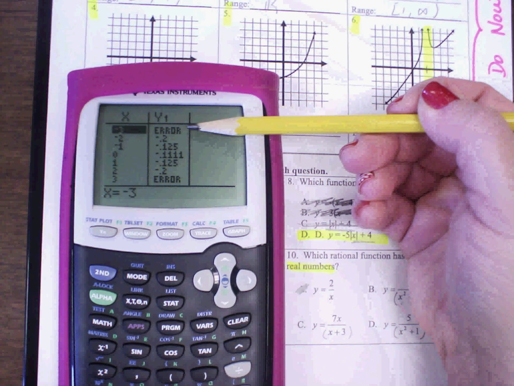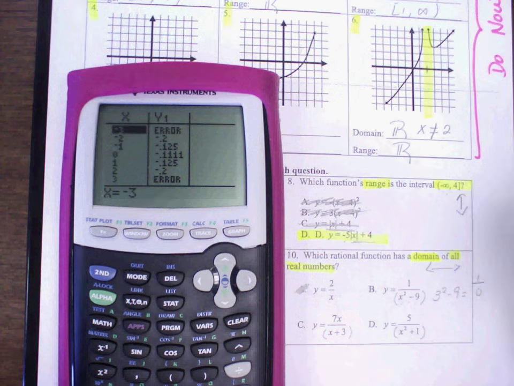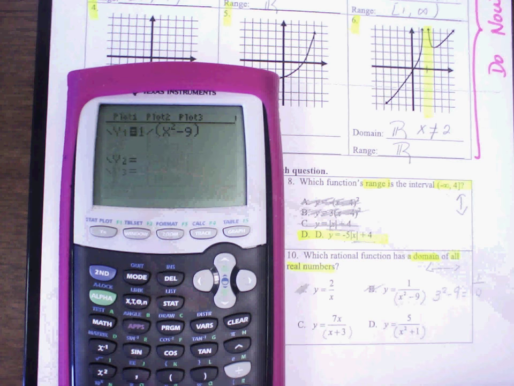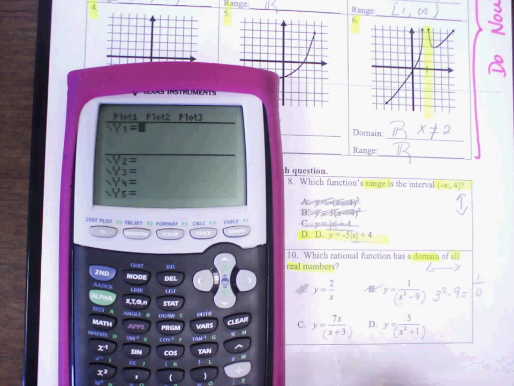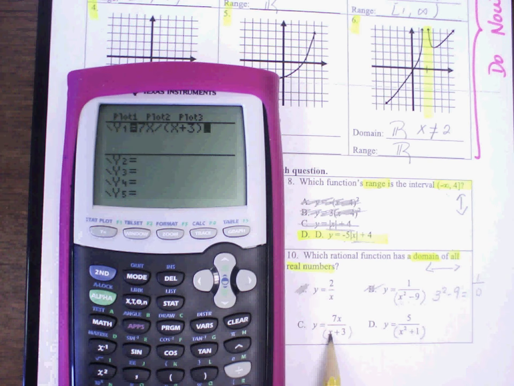What number do you think you cannot put in here? 3. Thank you, because 3, or not 3, but what? Negative 3. Thank you. What's negative 3 plus 3? 0. And can you have a 0 as a denominator? No. I'm going to go to the table. Look at negative 3. What happens? Error. That means it's not all real numbers. So the answer has to be what? D.